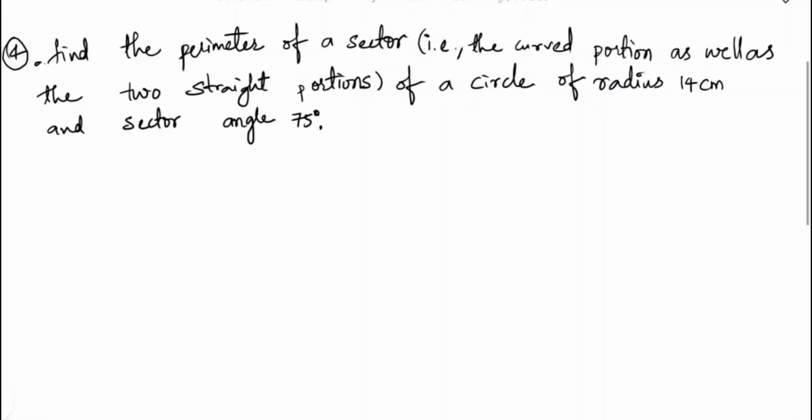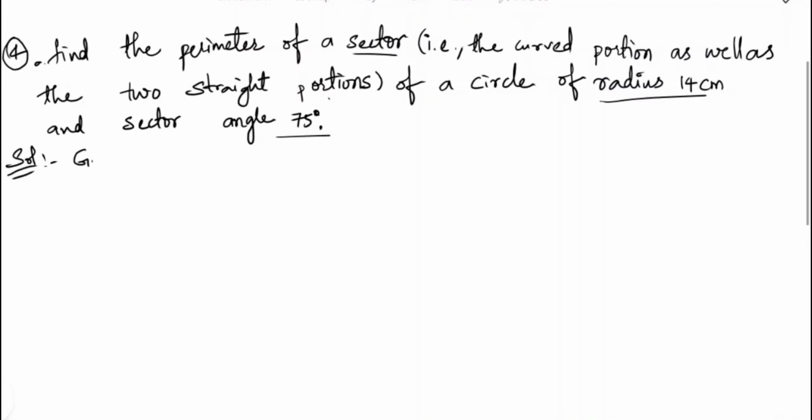Fourth problem: find the perimeter of a sector, that is the curved portion as well as the two straight portions, of a circle of radius 14 centimeter and sector angle 75 degrees. So let's start the solution.